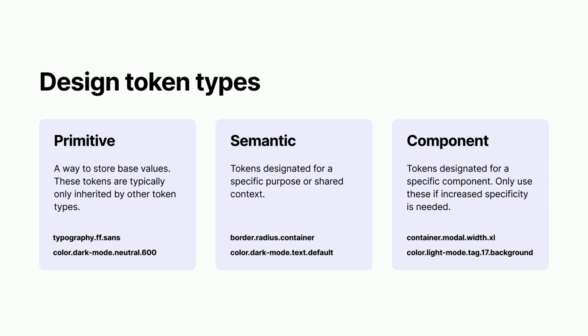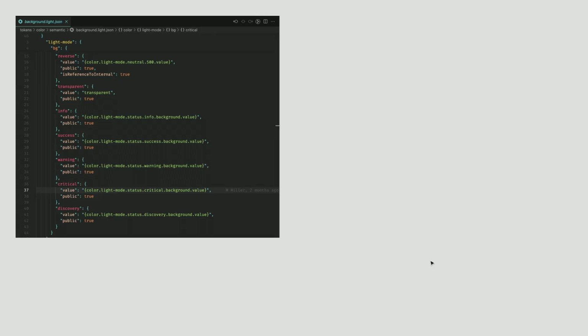But I just wanted to give a quick example of the difference between the primitive and the semantic. So if you look at the bottom one of primitive, it's color, dark mode, neutral, 600. If you look at the semantic, it's color, dark mode, text, default. Those are going to be the exact same value in our system, because color, dark mode, text, default inherits this 600 here. And this might become more apparent when we talk about mode switching, why you would want to abstract that.